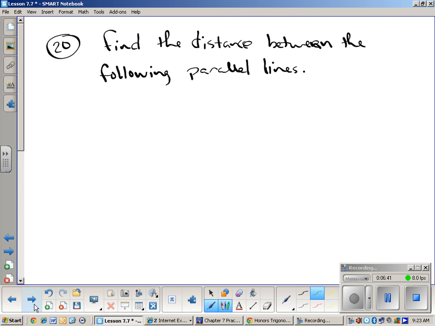Find the distance between the following parallel lines. Those are great parallels. You like them? Tell me what they are, please. It's like y equals 2x minus 1. It's plus 1. Okay. And then 2x minus y equals 2. Okay. What did you do here?